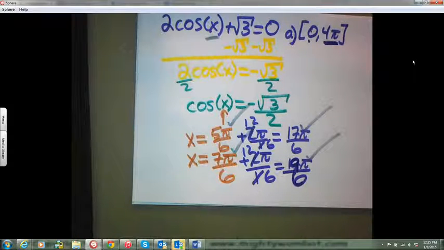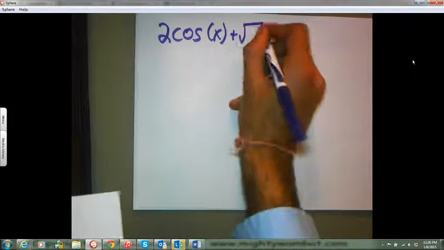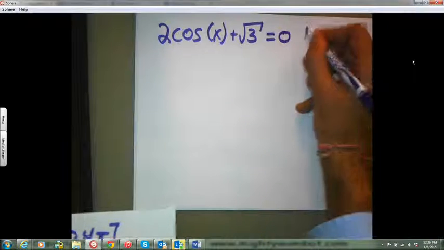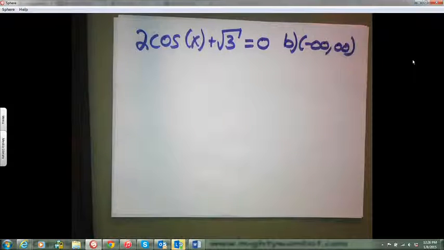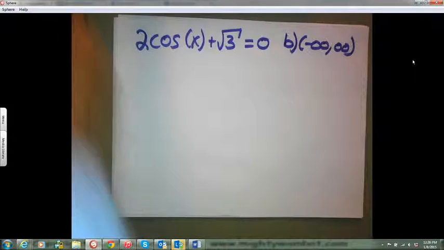Part B says do the same thing. It's the same equation. So 2 cosine of x plus root 3 equals 0. And part B is negative infinity to infinity. So we're going to solve this problem the exact same way we just did. So let me resolve exactly what I did. Again, we want to isolate the variable. We want to isolate x.